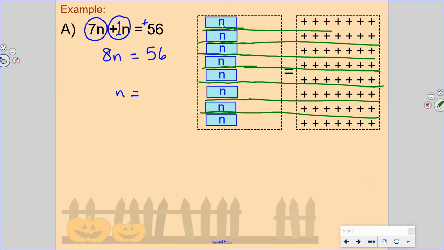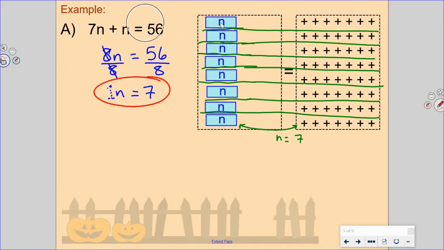According to our model, each n appears to be positive 7. How do we write that with numbers and symbols? Well, we're splitting into 8 groups. We're being fair to both sides. Naturally, 8/8 gives me a whole n, and 56 divided by 8 is 7. Or is it?